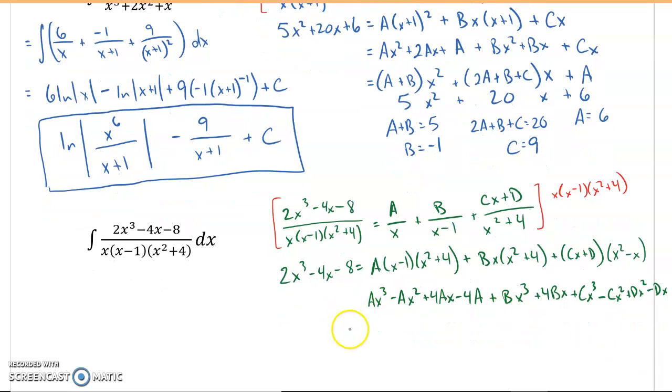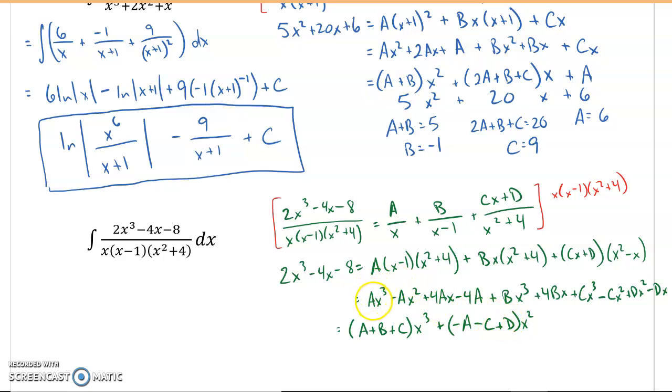So grouping these together, what gets multiplied by x cubed? Well, we've got an a, and we've got a b, and we've got a c. But d is not multiplied by x cubed. All right. What gets multiplied by x squared? We've got a negative a, and we've got a negative c, and we've got a positive d that are all being multiplied by x squared.